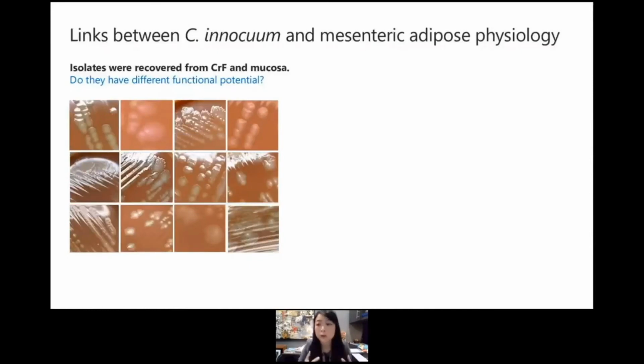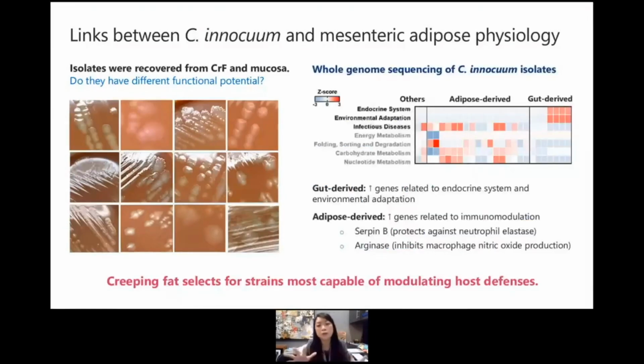Now, during this microbial isolation process, I got a lot of C. inoculum isolates. They are mainly isolated from creeping fat, but I also found quite a few C. inoculum isolates in the intestinal mucosa. So I was very interested to better understand whether there are actually strain variations within this C. inoculum group. And just by looking at the colonies, you can tell that they are different. And so does that translate to functional differences? And to answer that, what I did was to perform whole genome sequencing of all the C.